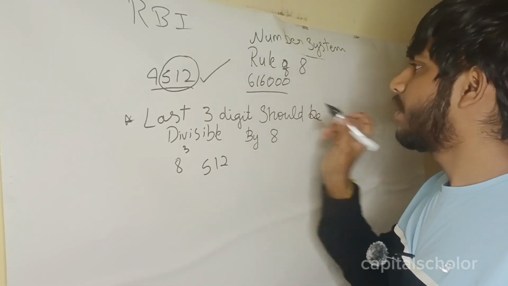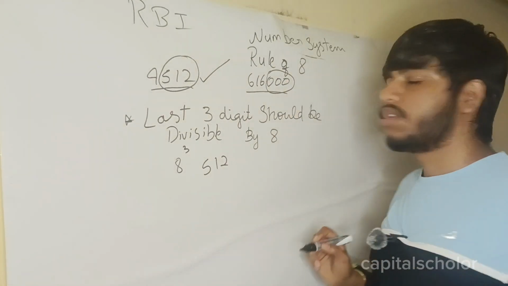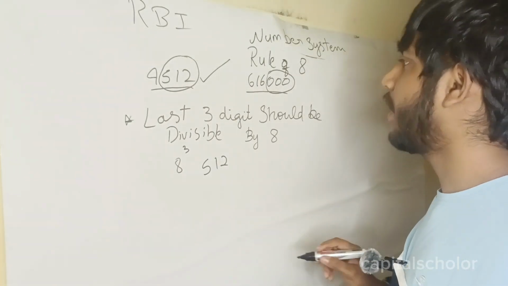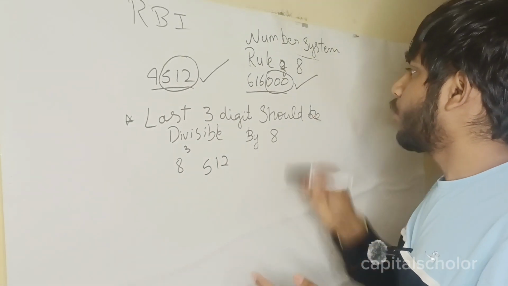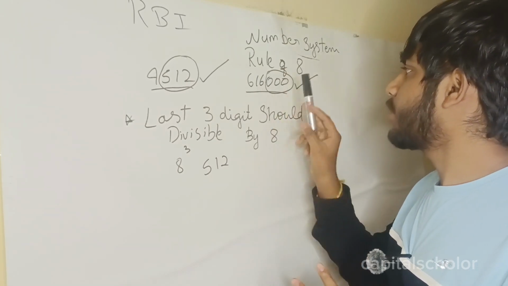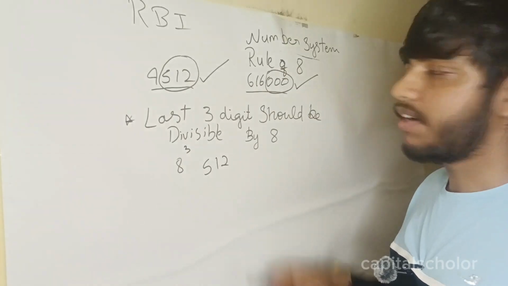Now let us see the other number, whose last 3 digits are 0. So 0 can be divided by anything. So even this matches. So the rule of 8 matches. So even 616000 is also divisible by 8. You can take a calculator and check it.